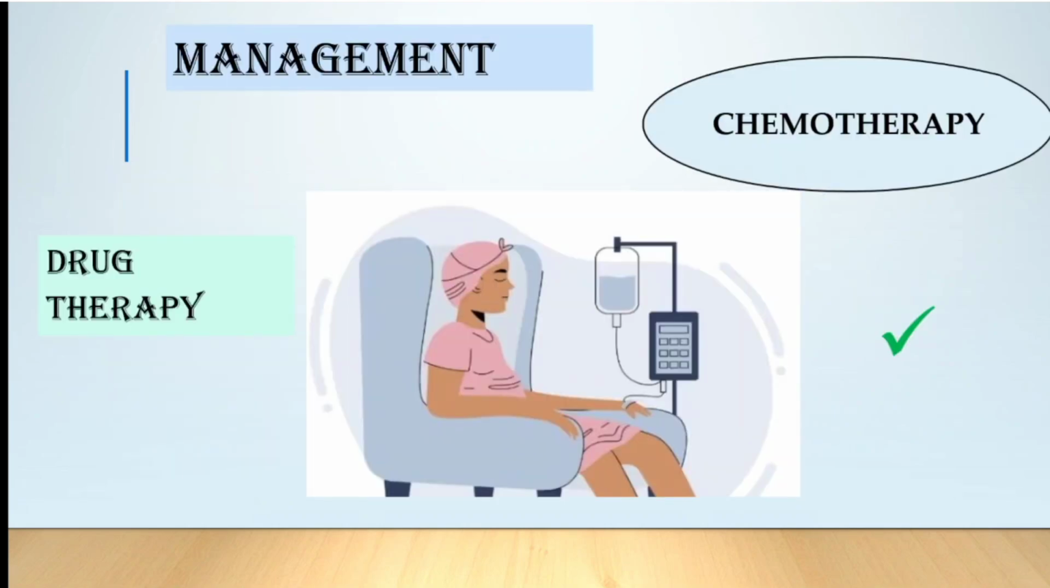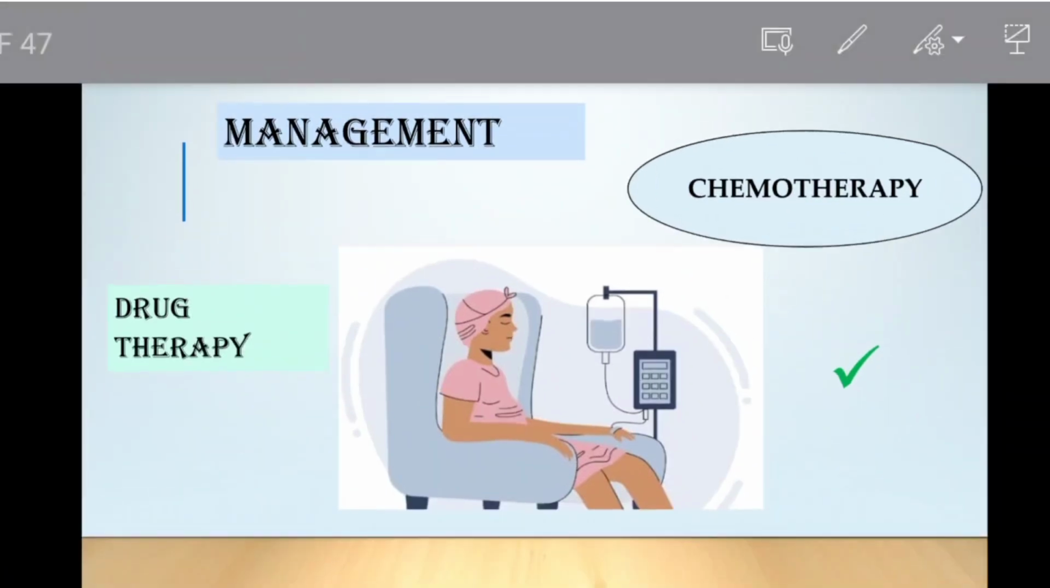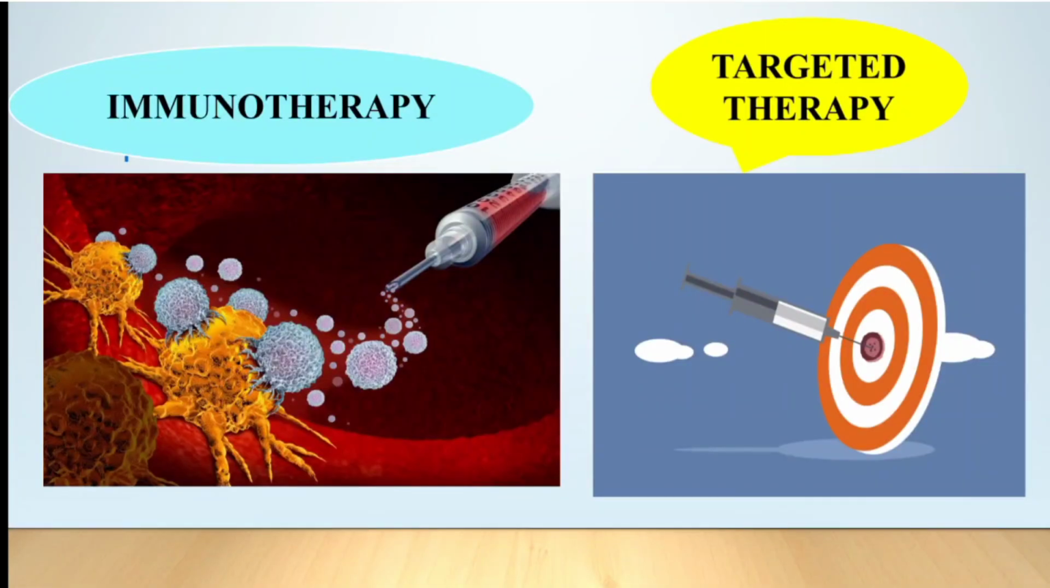Then management, so drug therapy, for destroying the cancer cells or the tumor cells. In every cancer we used to give chemotherapy. So these are the cytotoxic drugs that are used mainly to destroy the cancer cells, or the size can be reduced. Then immunotherapy. So what will happen in immunotherapy? If there is any kind of genetic change in the breast, with the help of the immune system they try to naturally reduce the size of the breast.